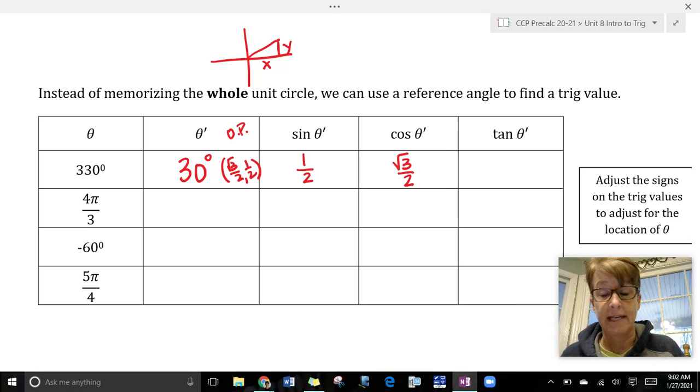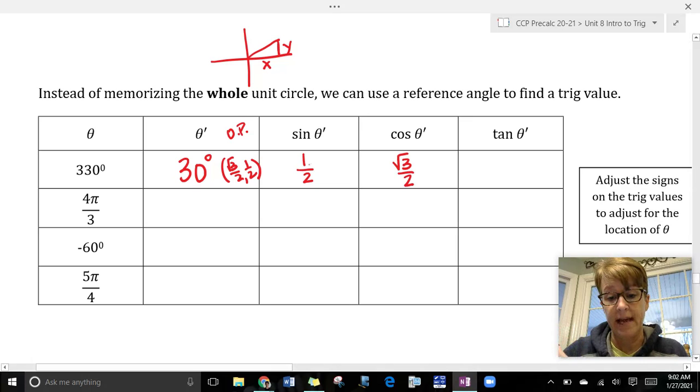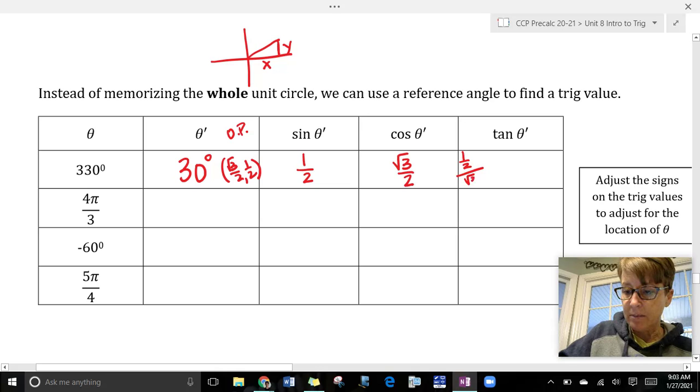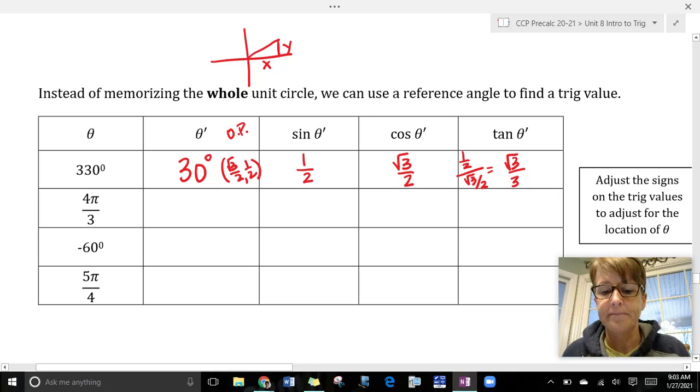From there, we can find our tangent because we're going to do the y over the x, the sine over the cosine. And I feel like I just did that a minute ago, right? I did 1/2 over √3/2. So that turned into, looking back above, √3/3.